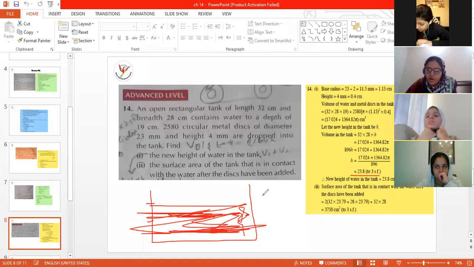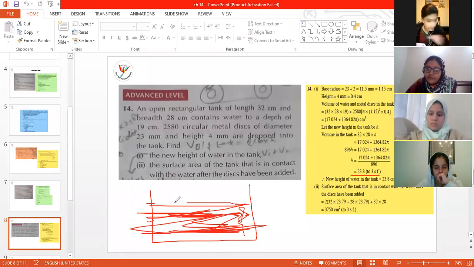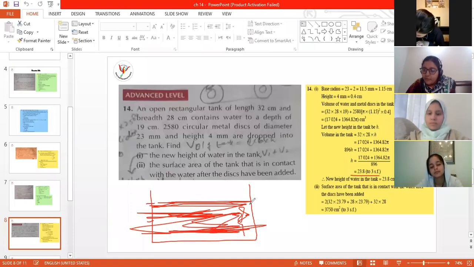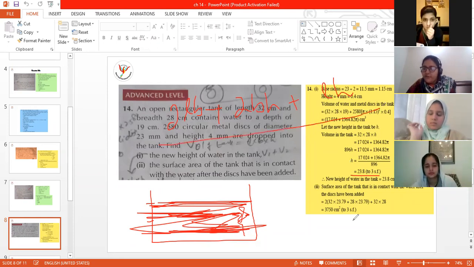Clear? Now we have to find the total surface area of the rectangular tank which is in contact with the water, which means that one surface is not multiplied by two. Only two surfaces are multiplied by two. Clear? The formula to find it is 2 into length breadth plus 2 into breadth height plus length height. Because it is an open rectangular tank, this was the formula. Just put the values in this and you will get the surface area, which is 3750 centimeters squared.